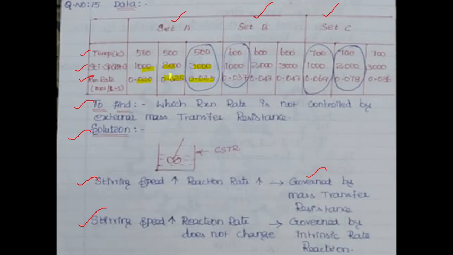So the stirring speed increased, but the reaction rate does not change. This condition is governed by intrinsic reaction rate. So this is the correct option. What is the meaning? This reaction rate is not controlled by external mass transfer resistance. That's why this is the correct option. We can check the other options also.